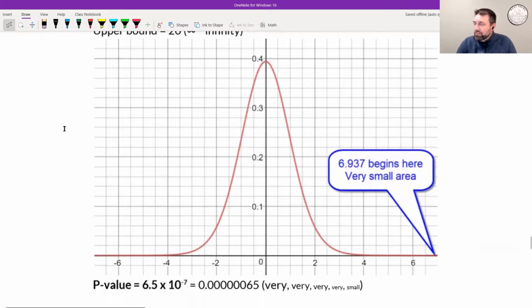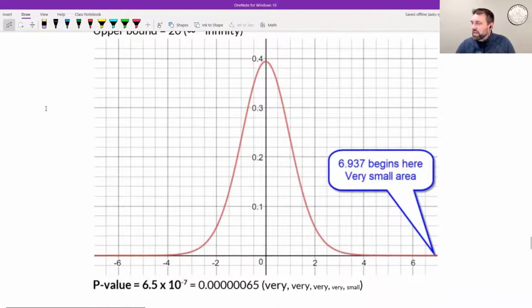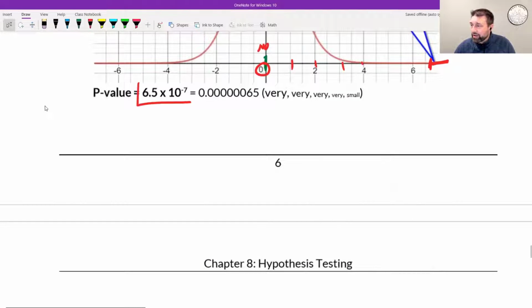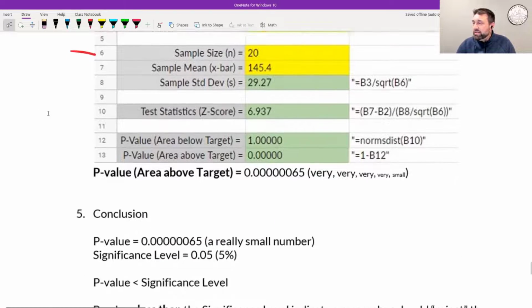And so here's the graph that we were talking about. Remember, this is 6.937 standard deviations. So here's your mean at 100. This would be at 100, you'd be 0 standard deviations away from the mean. 1 standard deviation, 2, 3, 4, 5, 6, way over here. And we're looking for the area above this little tiny slice right there. This is a very, very small area. Our p-value is incredibly low. And here's how you punched it into Google Sheets to get this value.